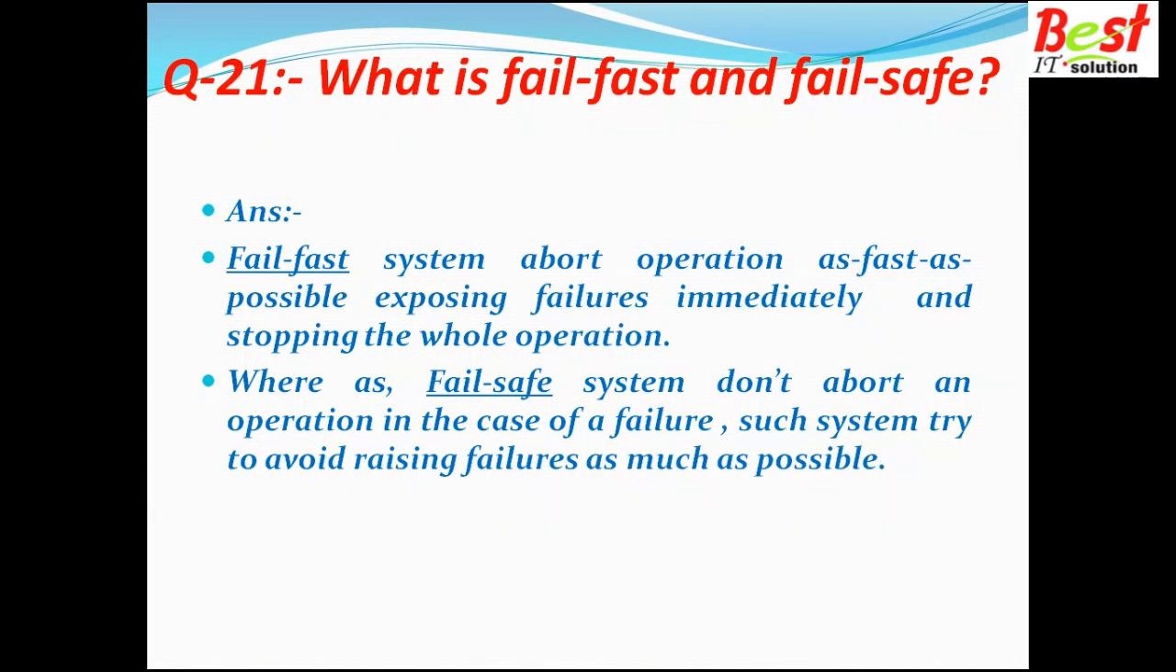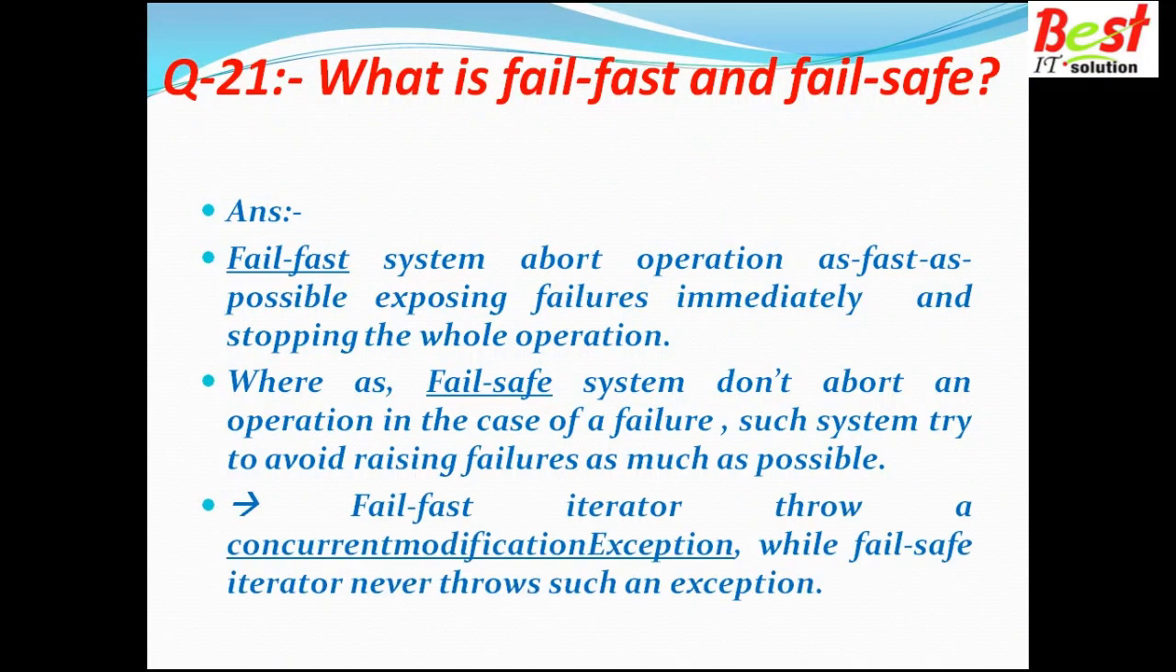Whereas a fail-safe system does not abort the operation in case of a failure. Such a system tries to avoid raising failures as much as possible. A fail-fast iterator throws a ConcurrentModificationException, while a fail-safe iterator never throws such an exception.